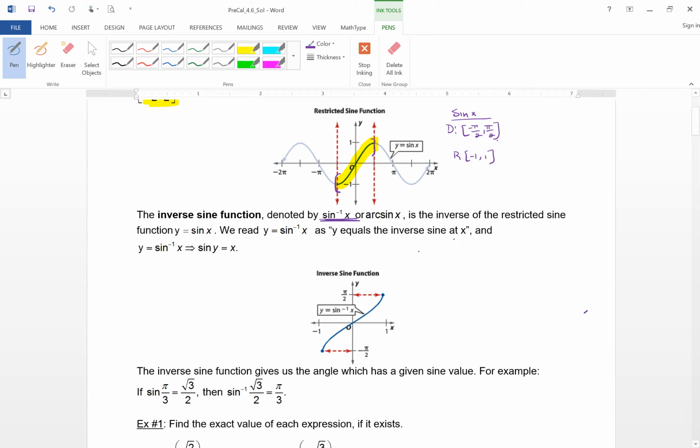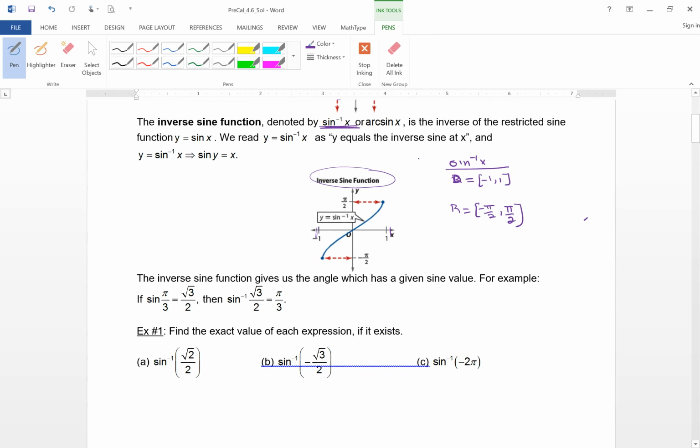And if you draw it, for the inverse sine of x, the domain is going to be what? Negative 1 to 1, and the range is going to be negative pi over 2 to pi over 2. Okay? So look, if we draw the inverse sine function, the domain goes between negative 1 and 1, and the range goes from negative pi over 2 to pi over 2. So we flipped it around. Okay? All right.